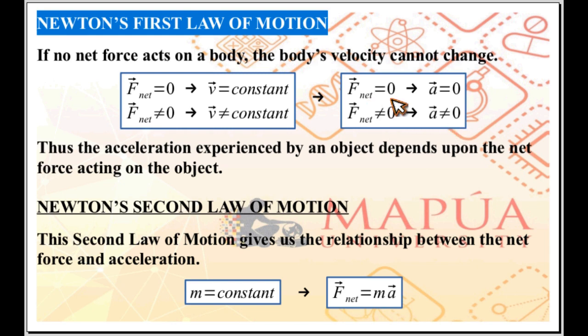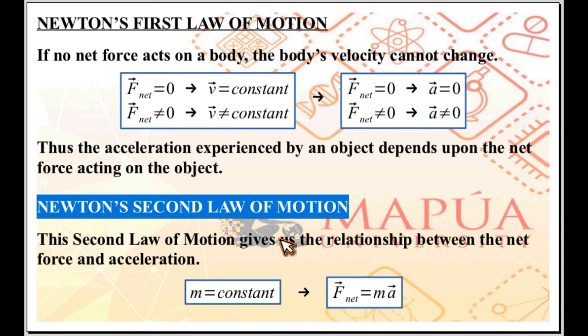So if F net is equal to 0, acceleration is equal to 0. If the net force is not equal to 0, the acceleration likewise is not equal to 0. The acceleration experienced by an object depends upon the net force acting on the object. The second law of motion gives us the relationship between the net force and the acceleration.